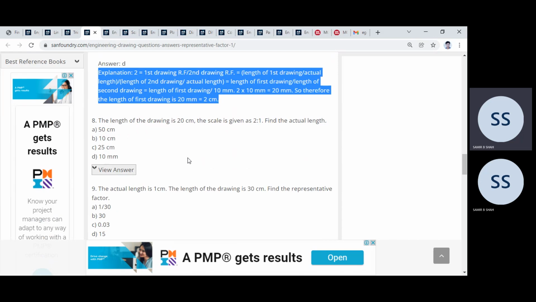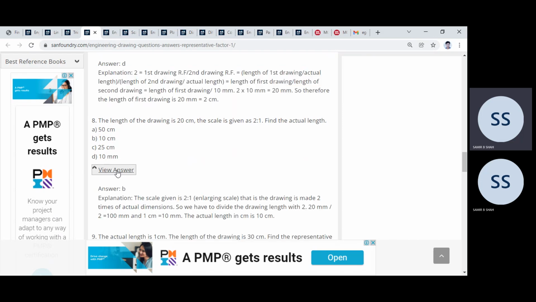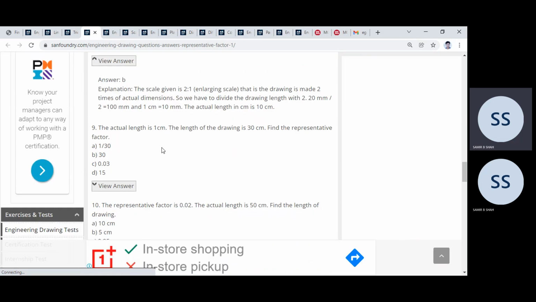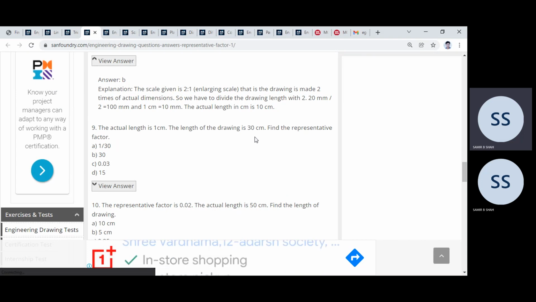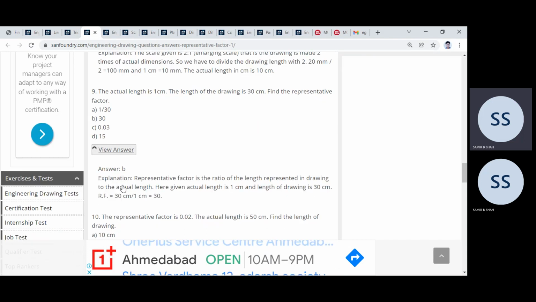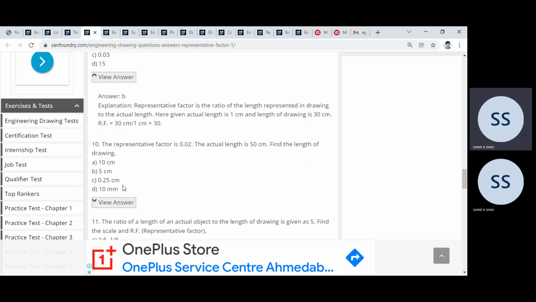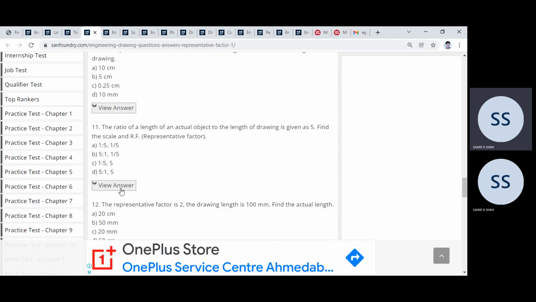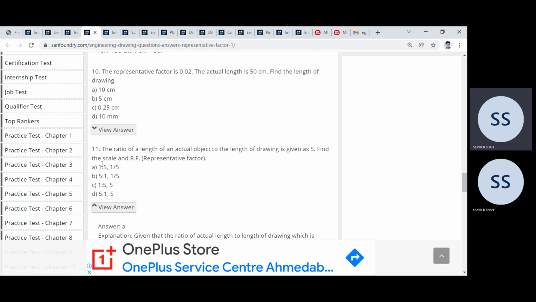If the length of the drawing is 20 centimeter and the scale is given as 2/1, at that time what is the actual length? See, this is a very good question. So 10 centimeter, the answer is the actual length is 1 centimeter. The length of the drawing is 30 centimeter. Find the RF. Okay, so it is not new for you. Hopefully you understand now how to solve all these questions. So I just briefly read the question. You just give me the answer in the comment box. The ratio of the length of the actual object to the length of the drawing is given as 5.